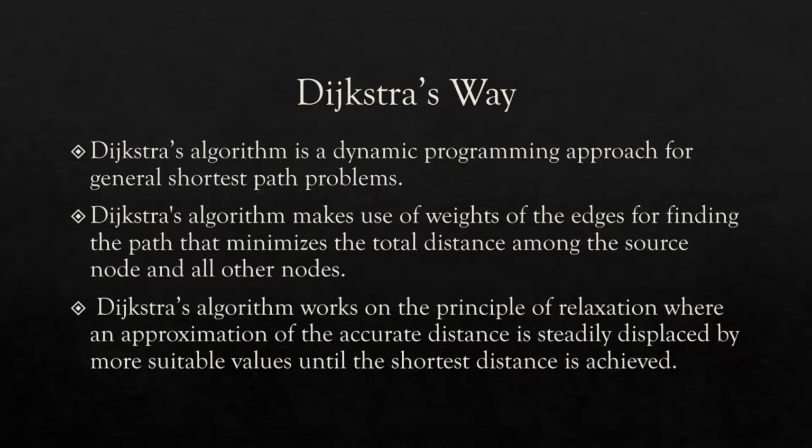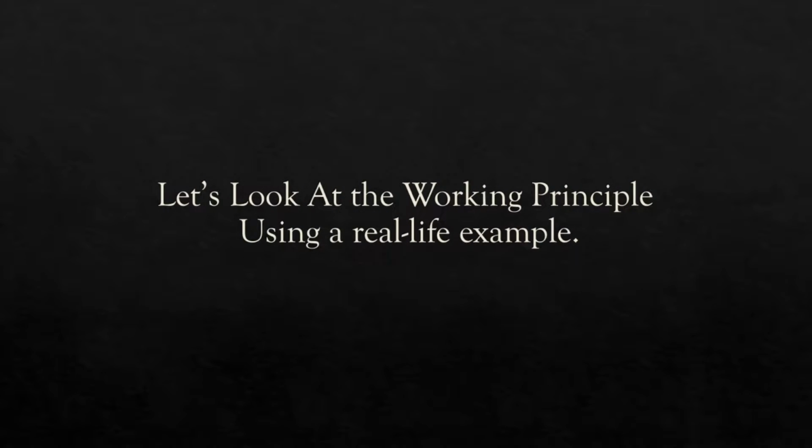This algorithm, also known as a greedy algorithm, works on the principle of calculating the shortest path between that vertex and every other vertex. The most common use of this algorithm is in Google Maps to find the shortest distance from one place to another. Let's look at the working principle using a real-life example.